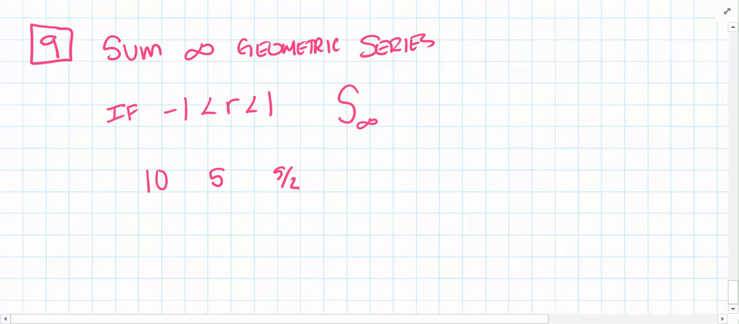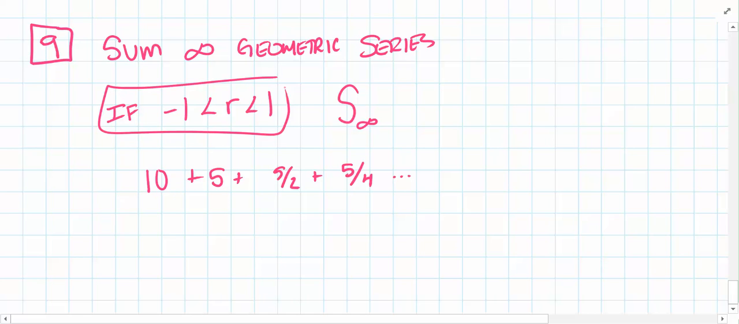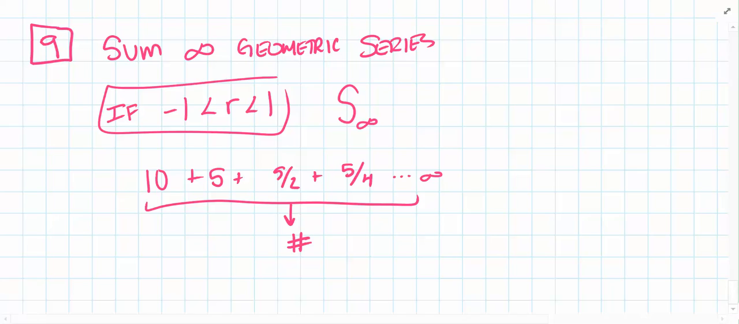So if I wanted to add this up, because my ratio is between -1 and 1, even though I go to infinity, this will still add to a number. That's the crazy thing. It only works if your R is between -1 and 1. Because the numbers get so significantly small so fast, the series actually converges to a number.